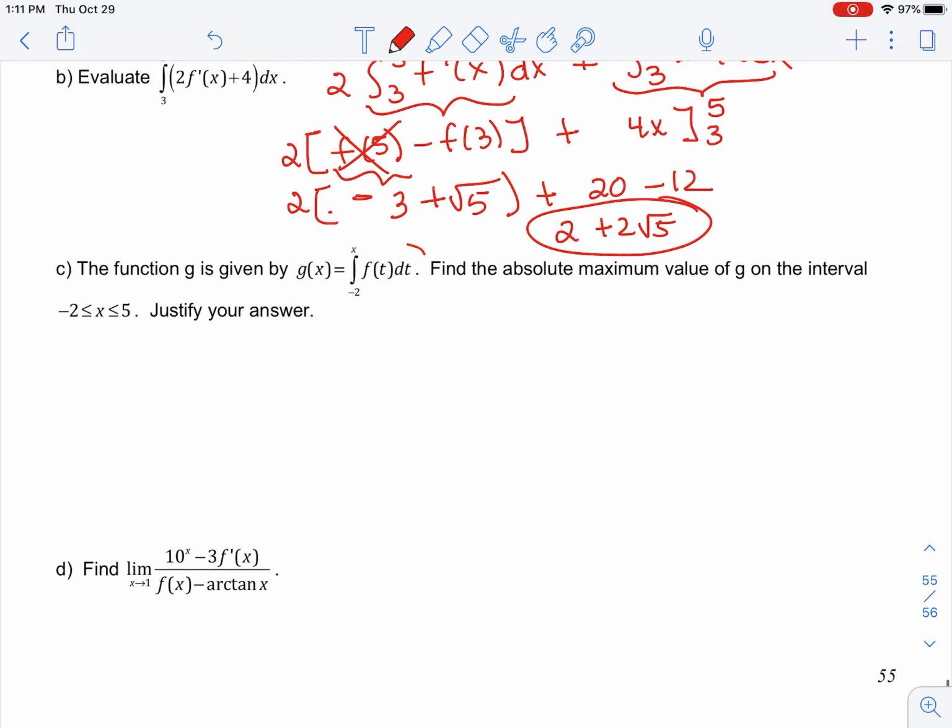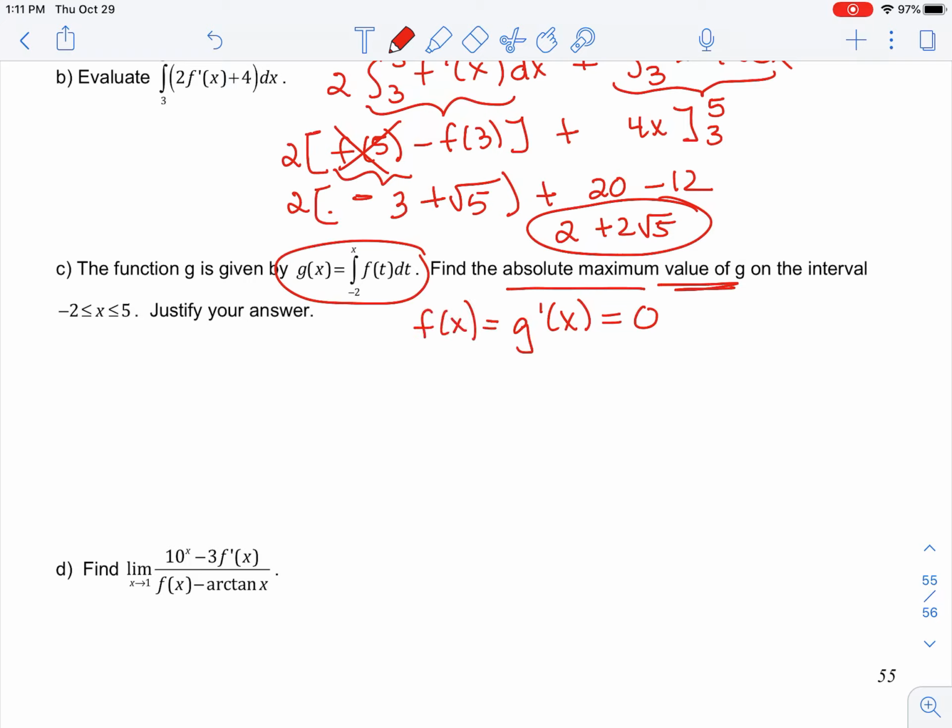Okay, next. They tell us there's another function called g, which is the integral of f of t from negative 2 to x. They want the absolute maximum. So what's the first step? We need to find critical numbers. So I need the absolute maximum of g. I need to find the derivative of g and set it equal to 0, or does not exist, but there's no does-not-exist case here.